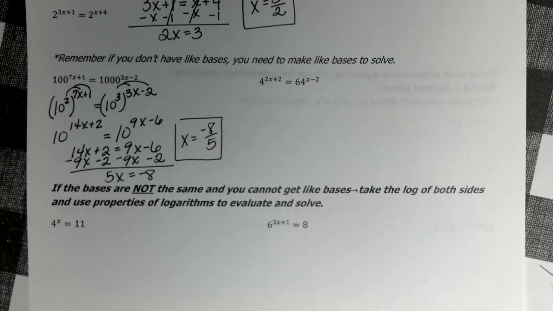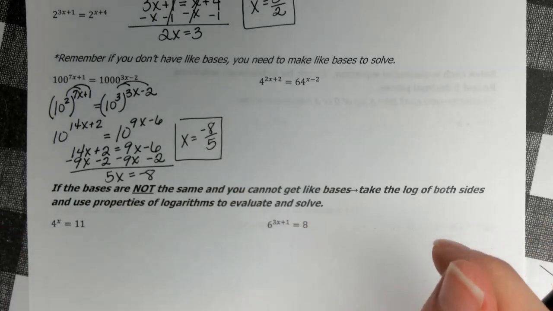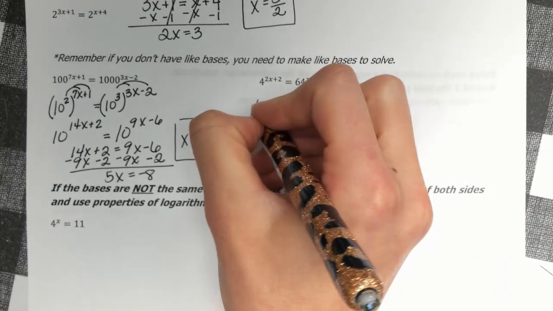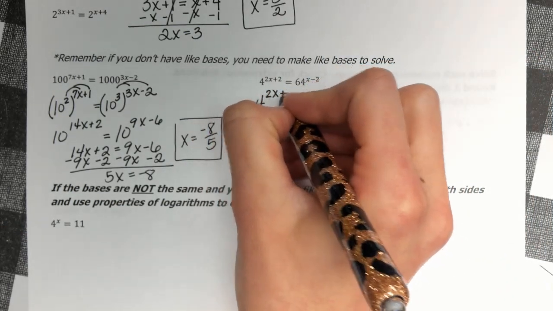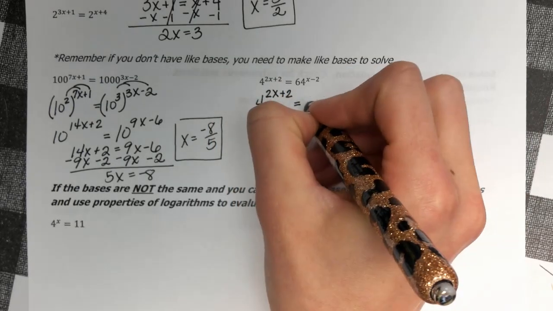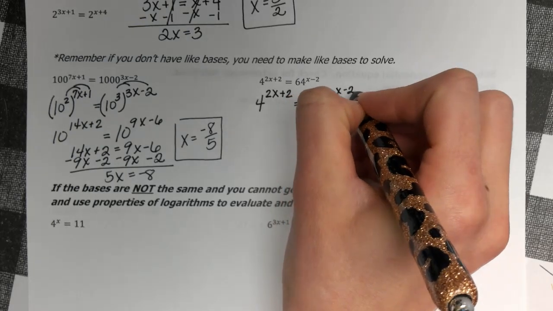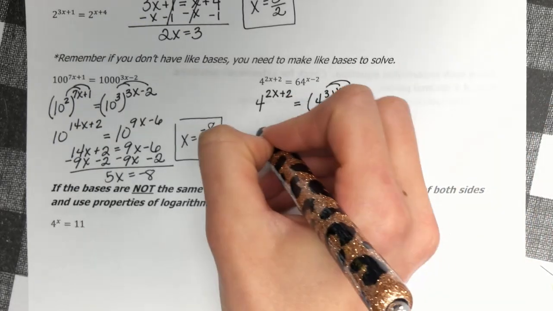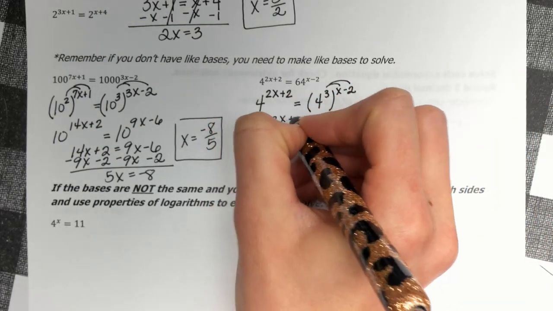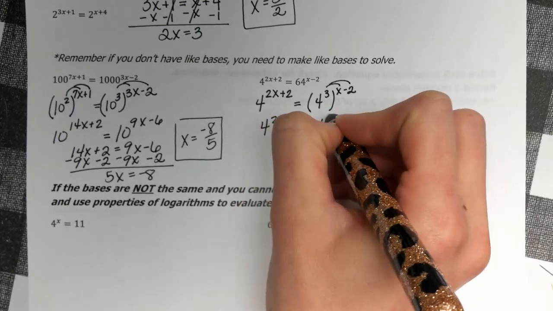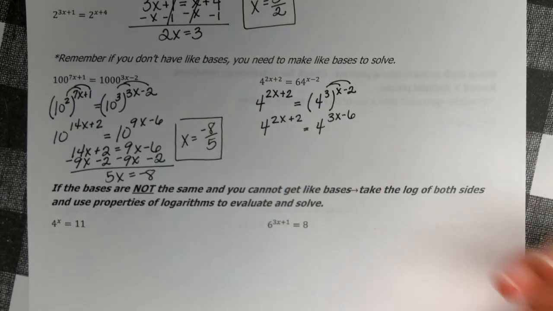Okay, we're good with that? Alright, so if I have 4 raised to the 2x plus 2 equals 64 raised to the x minus 2, I can make 64 4 to the 3rd. Then I'm going to distribute that 3, and I have 4 raised to the 2x plus 2 equals 4 raised to the 3x minus 6.